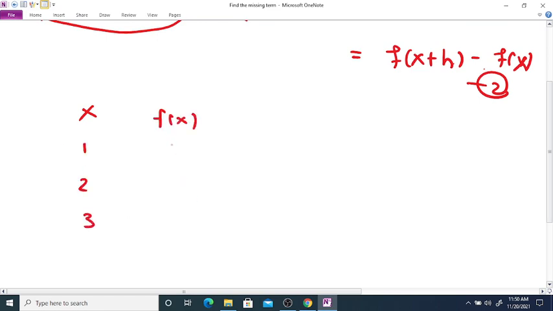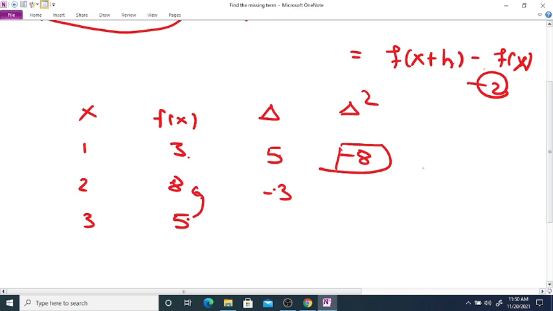Again, suppose the three values of x and f(x) are given, say x is 1, 2, 3, and f(x) is 3, 8, and 5. Then the first forward difference is 8 minus 3, which is 5, then 5 minus 8 is minus 3. The second difference is minus 3 minus 5, which is minus 8.